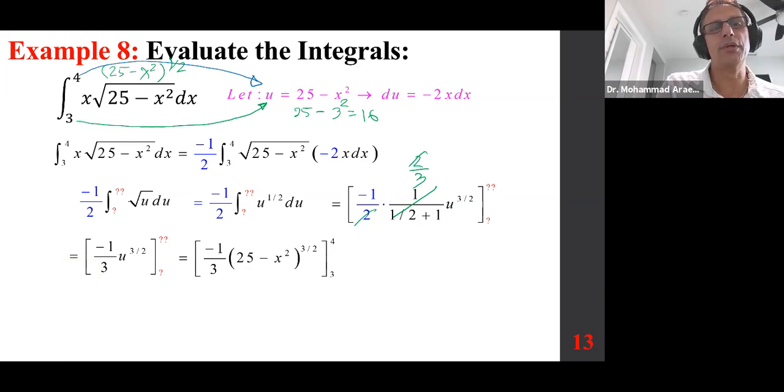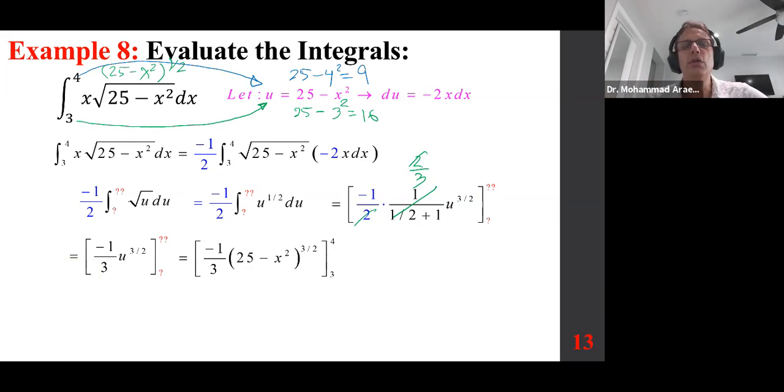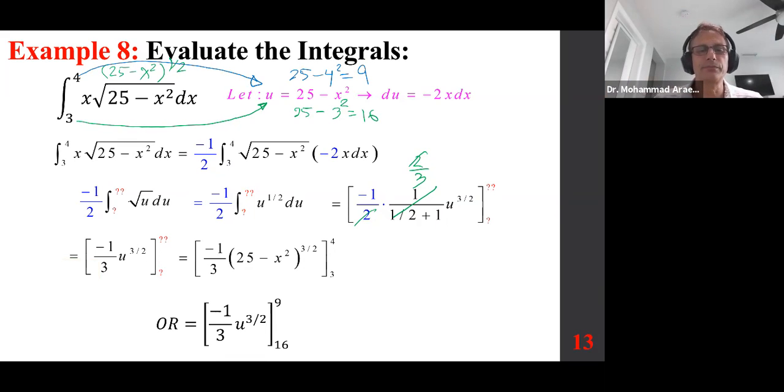Let's put in the upper limit 4 into the u. We get 25 minus 4 squared, which is 25 minus 16 equals 9. So the new limits are 16 and 9. We're going to evaluate those by plugging in.